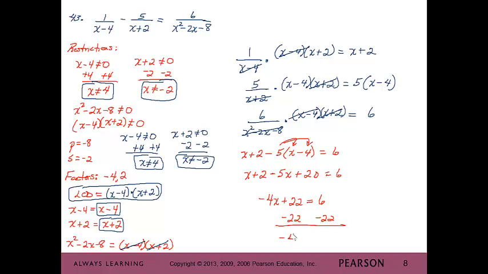and we get negative 4x equals negative 16. And then we can divide both sides by negative 4, and we'll end up with x equals 4. However, 4 was part of our restrictions, therefore x cannot equal 4. And this problem doesn't have a solution, so we're going to write no solution, or we can write it in words as no solution.